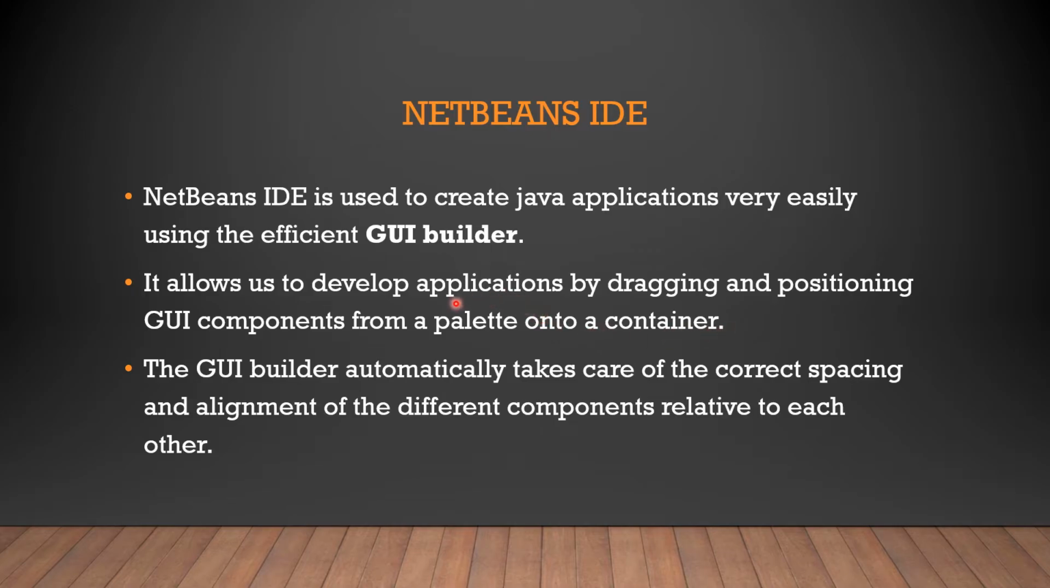Basically, there is a palette in NetBeans IDE and we select different components from the palette. We drag and drop them on the container. So basically, this feature is known as the drag and drop feature. We will also be discussing it in further concepts. The GUI builder automatically takes care of the correct spacing and alignment of the different components relative to each other. It means the GUI builder also helps us in maintaining the space and alignment between the different components.